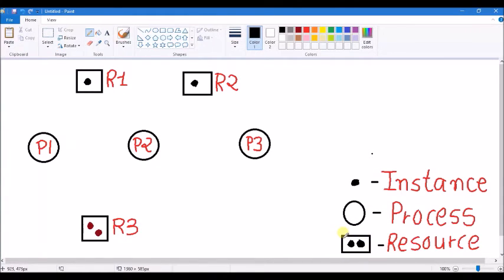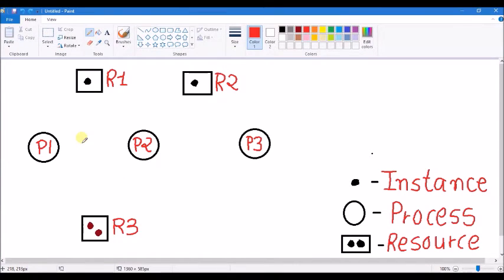Square is used to indicate the resources, and the dot represents the number of instances. For example, here these three circles represent that there are three processes in the system. The square brackets represent that there are three resources, and the dots represent that resources R1 and R2 have one instance, and resource R3 has two instances.